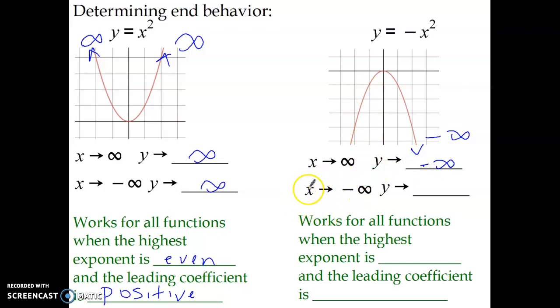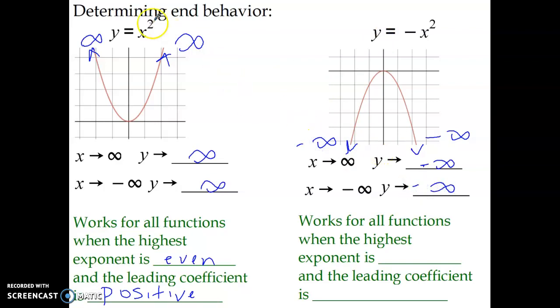All right, now look at this one. As x goes towards negative infinity, so starting at 0, negative infinity is to the left. So x is going to be moving this way. And look what's happening to my graph. My graph is going down. There ought to be an arrow right there because it's heading towards negative infinity. So that's what's going to go in that blank.